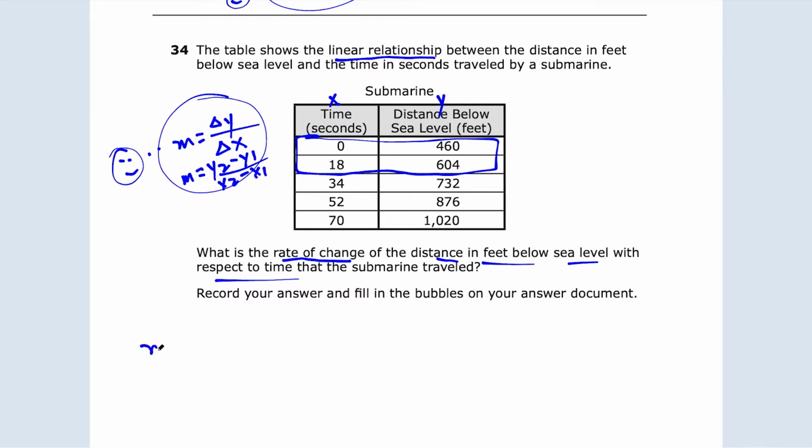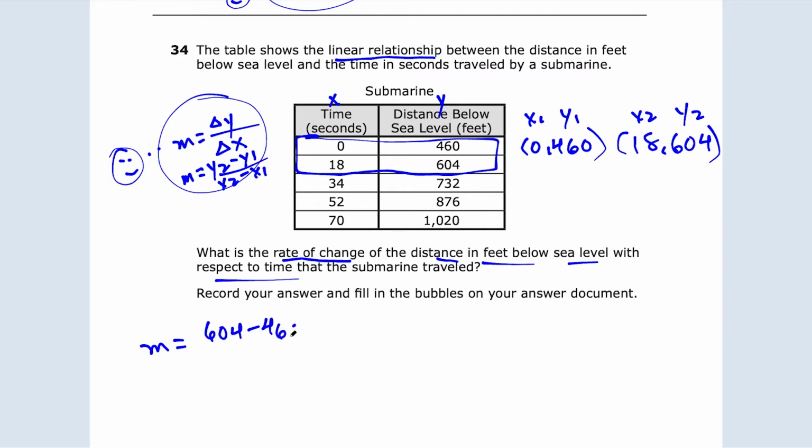So here, the rate of change we're going to call m is equal to, and just think of these points as this is the point 0, 460, and then this point is the point 18, 604 like this. So we could call this x1, y1, and we could call this point x2, y2. They didn't assign variables here, so we could just call this any variable we want, so we'll use the one that comes from the slope formula. So now we have 604 minus 460, and we're dividing by 18 minus 0.